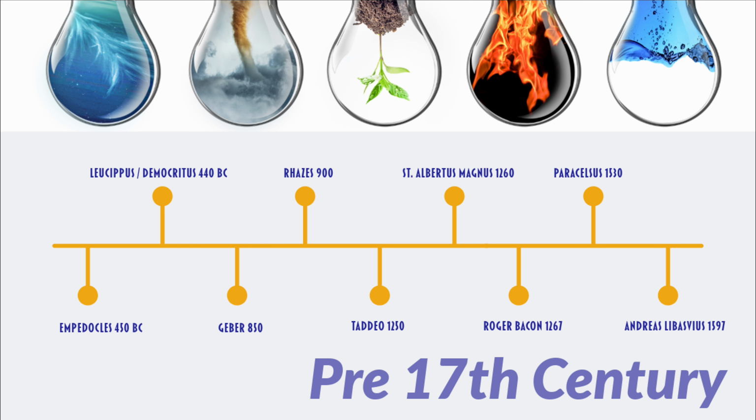It was also claimed, nobody exactly knows, but it was also claimed he was the first person to use the word chemistry. In 1597, Andreas published Alchemia, and it was the first prototype chemistry handbook.